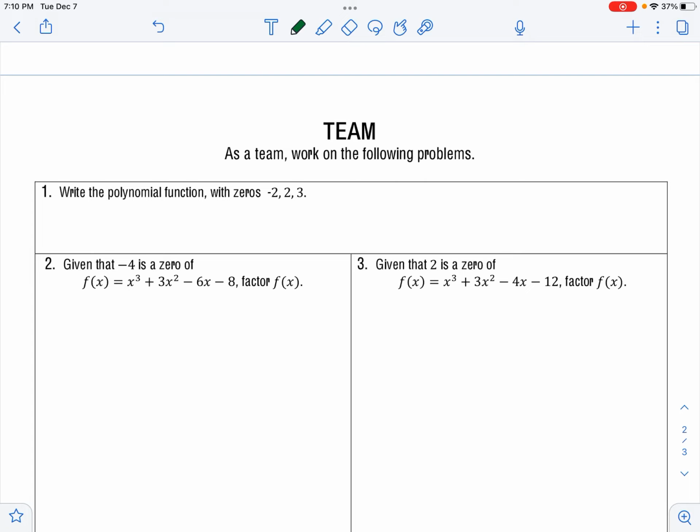Write a polynomial function with zeros of negative 2, 2, and 3. So you'd have f of x equals a factor of x plus 2, a factor of x minus 2, and a factor of x minus 3.